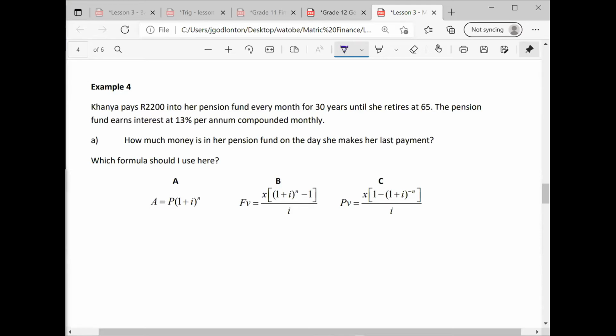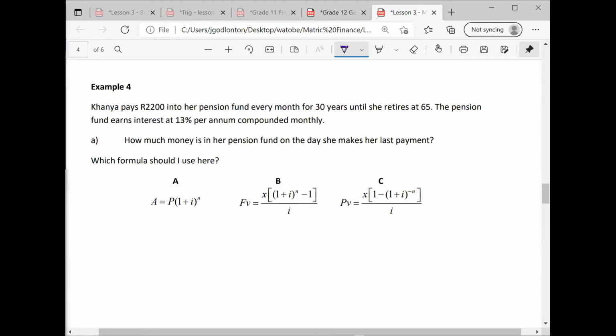So my question to you is, which formula should I use here? That's my first question to you. So I want you to think through it, read through the question again, and then I want you to give me your answer as A, B, or C.